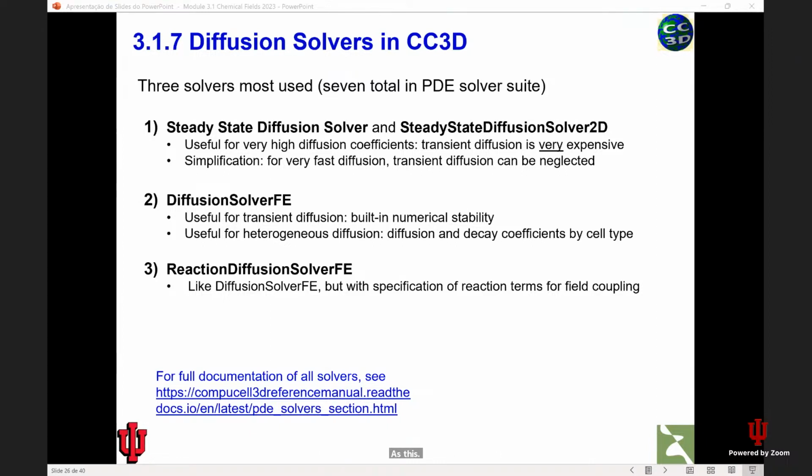Transient diffusion means that you care about how it evolves in time, from the initial condition to the steady state, how it develops. On the other hand, the steady state diffusion solver gives you the answer straight to the steady state, with no transient.